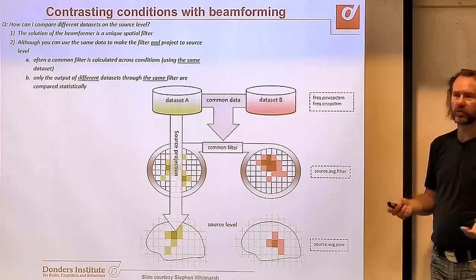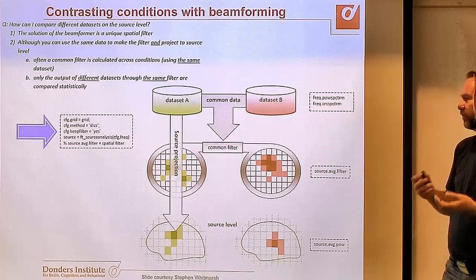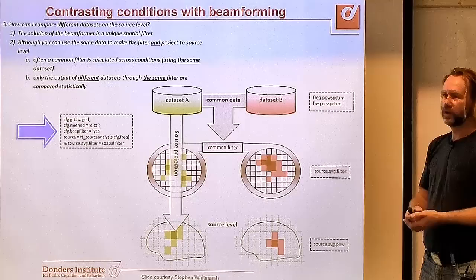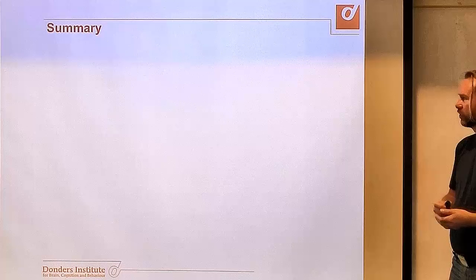This is basically how we do it. So we are again using ft_sourceanalysis. But if we want to compute common spatial filters, we're going to use the option cfg.keepfilter = 'yes'. Normally, what ft_sourceanalysis will return to you is only the source time series or only the source power. But if you specify keepfilter = 'yes', it's also going to return the spatial filters. And then we can use those spatial filters.